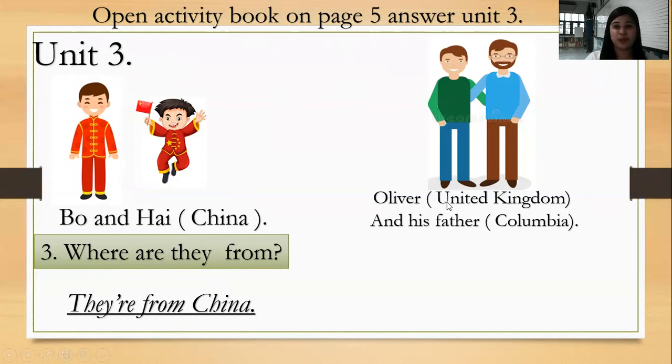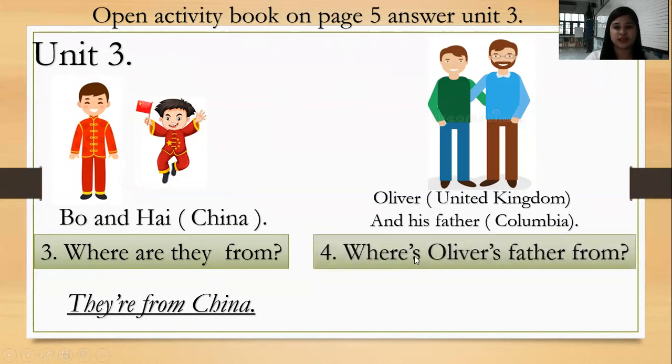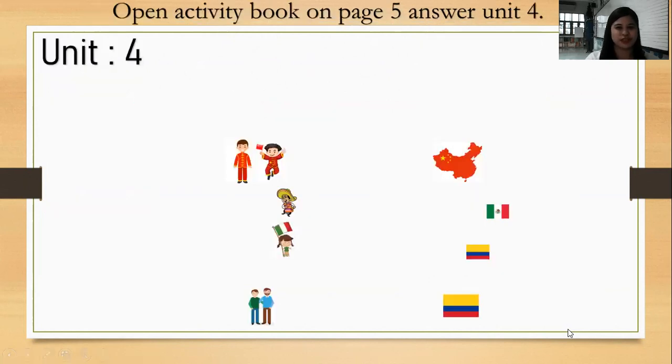Oliver is from the United Kingdom and his father is from Colombia. Where is Oliver's father from? He's from Colombia. Again, let us read. Where are they from? They're from China. Where is Oliver's father from? He's from Colombia. Very good.